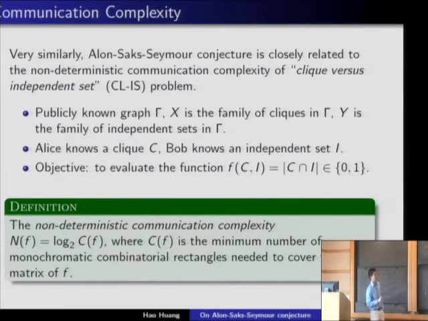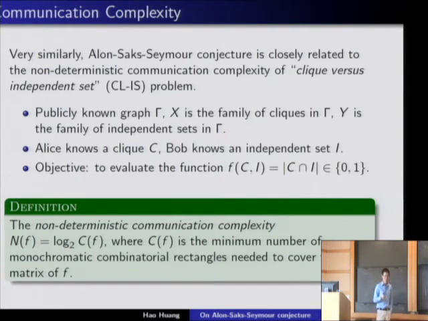And very similar to this connection, there is the Alon-Saks-Seymour conjecture. So let me remind you what it is. It studies the biclique partition and the chromatic number. It's also closely related to the so-called non-deterministic communication complexity for the clique versus independent set problem.